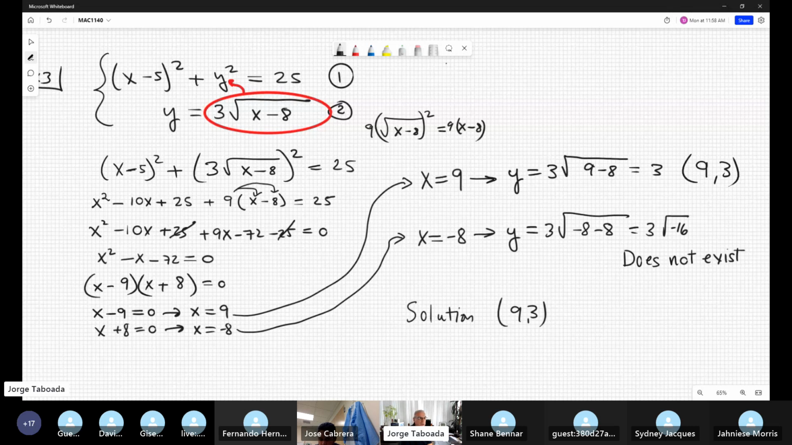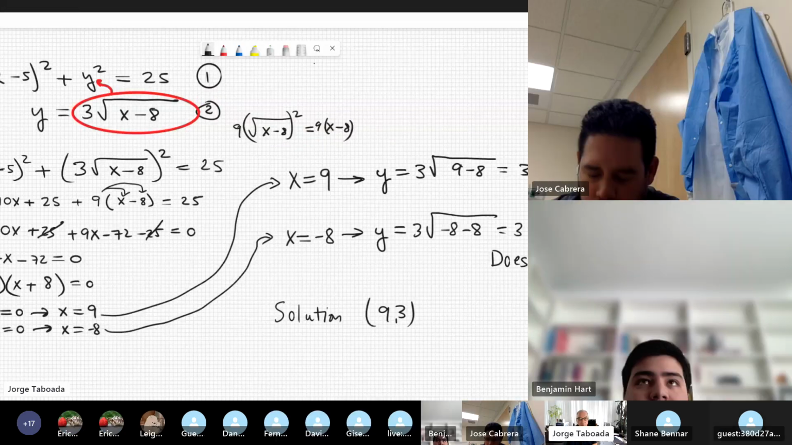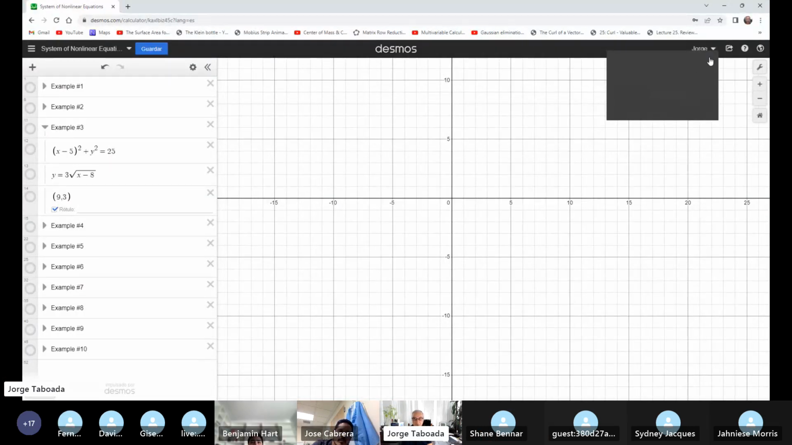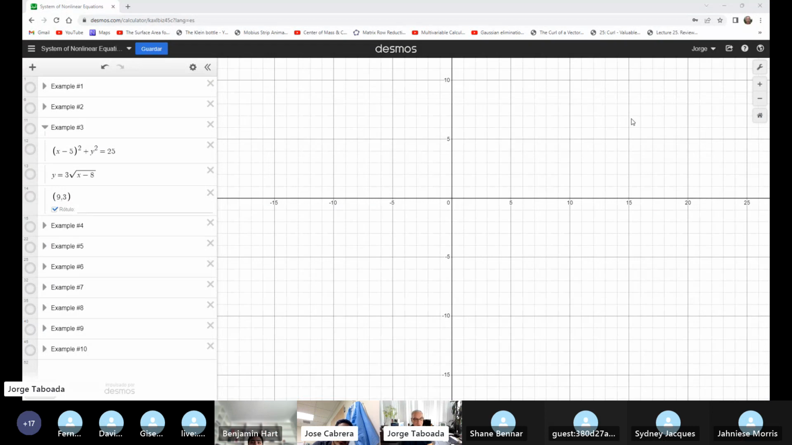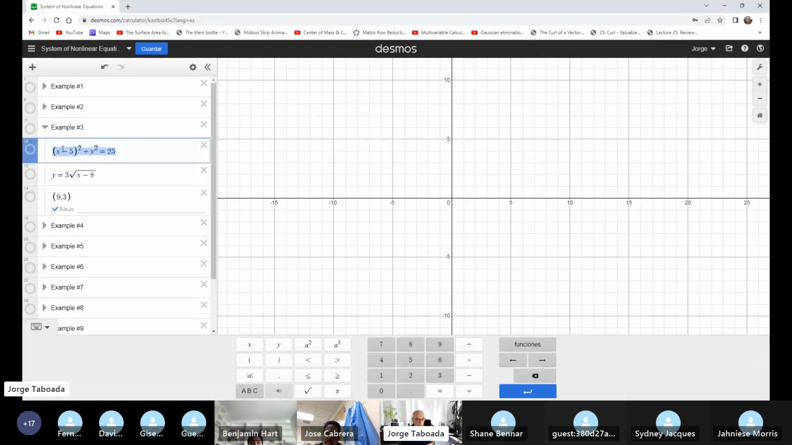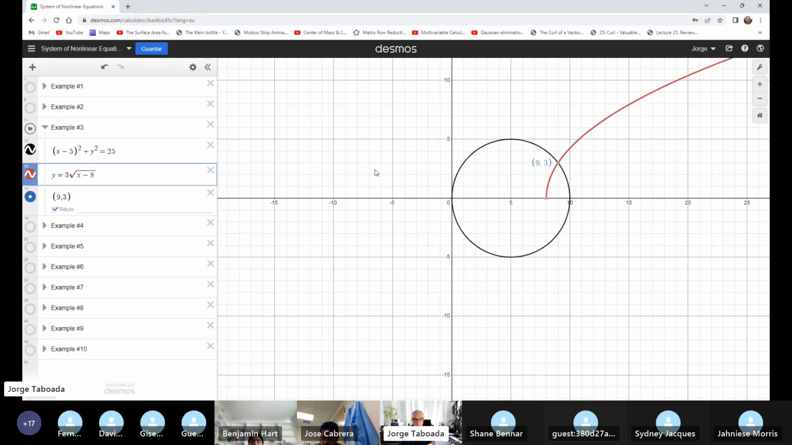Okay, let's see, this is example 3. Let me share the Desmos. Do you see my Desmos? Okay. Yes, I copy my equations. Look at that. My first one and my second. Boom.